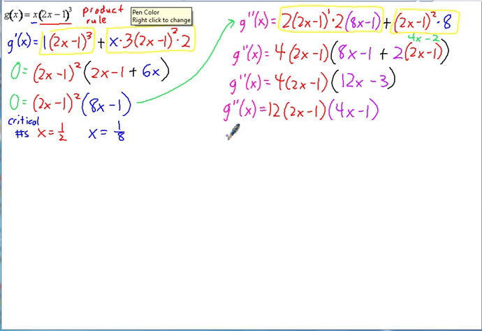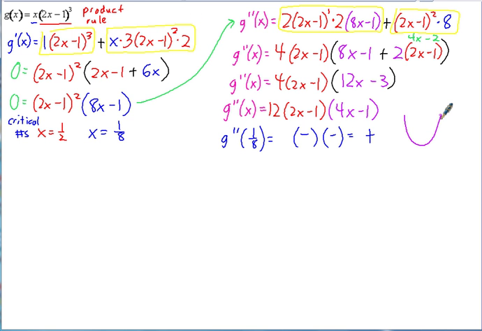So let's try 1/8 first on this one, see what happens. If you plug in 1/8, again, all we're concerned with is whether it's positive or negative. 2 times 1/8 is 1/4 minus 1, that's going to be negative, times 1/8 here, 1/8 times 4 is a half minus 1, that's also negative. So negative times a negative is positive. That means the graph is concave up. So at 1/8 we've got a local minimum.